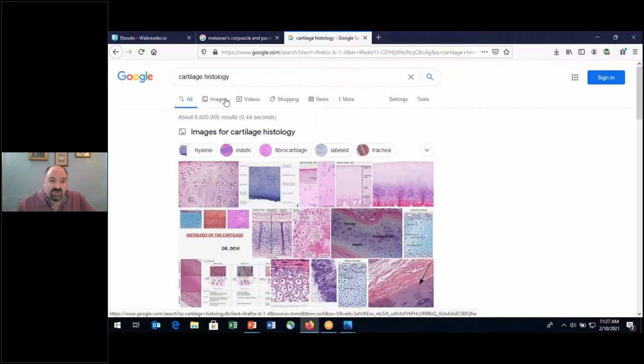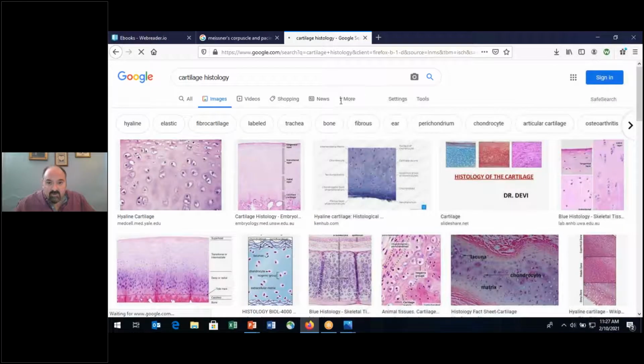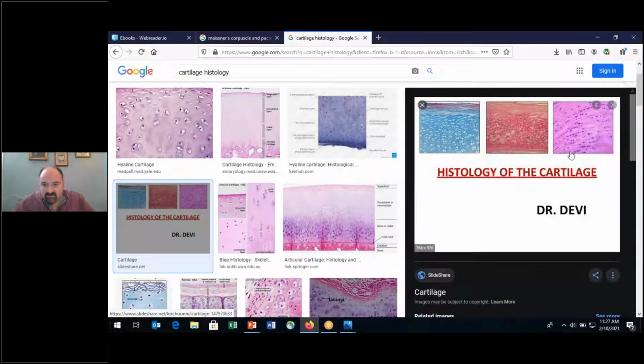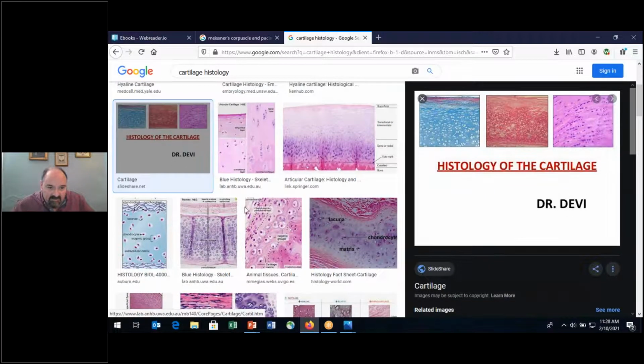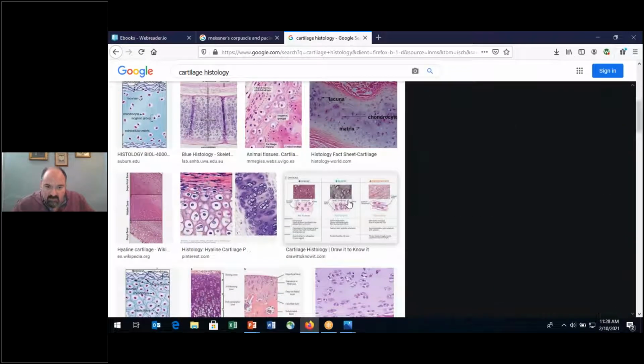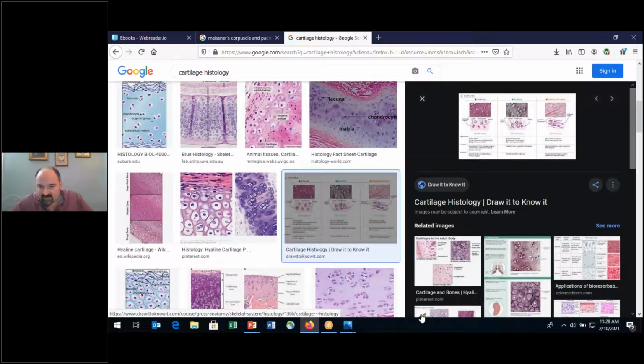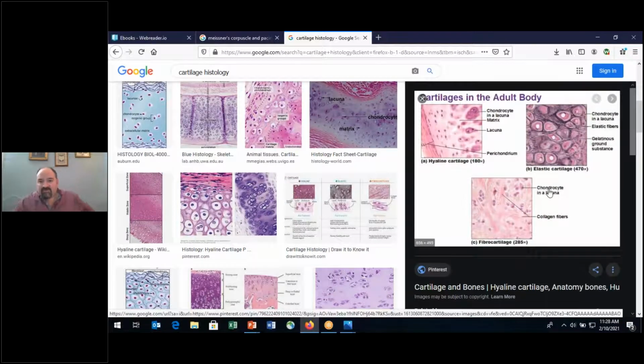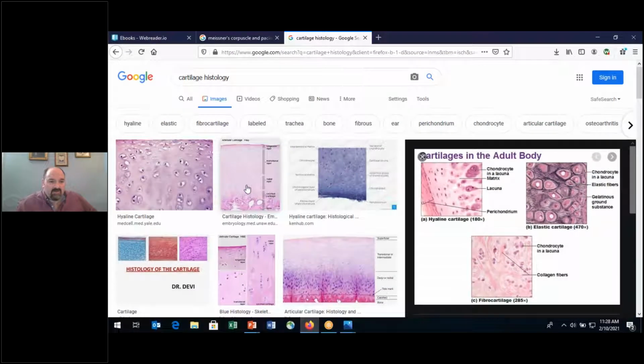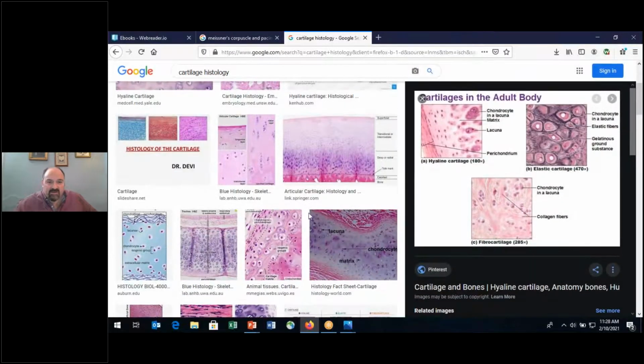Now we are going to be looking at, so let me just give you this so that you can write this down. Here we go. So this slide just here, right? This is the great thing about Google Images. You can just go through here, and I'm going to point out to you the 3 different types of cartilage, and I'm going to talk to you about where they're located.